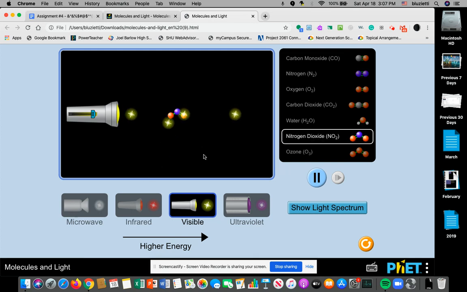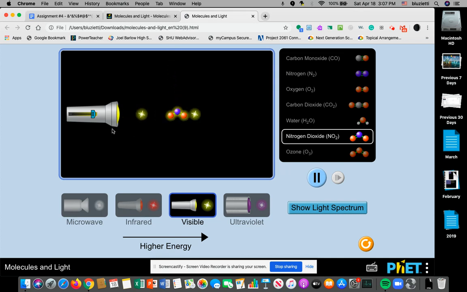Watch what happens here. Sometimes it absorbs a photon of visible light and then redirects it. We call this scattering. And whenever a gas interacts with a form of radiation in this way, that means it's going to slow down the passage of that radiation.